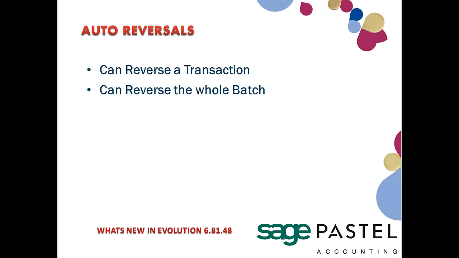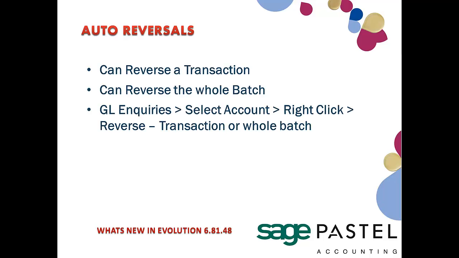To find GL auto reversals, you go to the GL inquiries, simply select an account, view, and then right click. From there, you can reverse a transaction in a batch, or you can reverse the whole batch. You have a choice of using the default reversing journal batch, which you can set up in the general ledger defaults, or use the existing journal batch, or you can create a new reversing journal batch. Verify and post, and you're done.